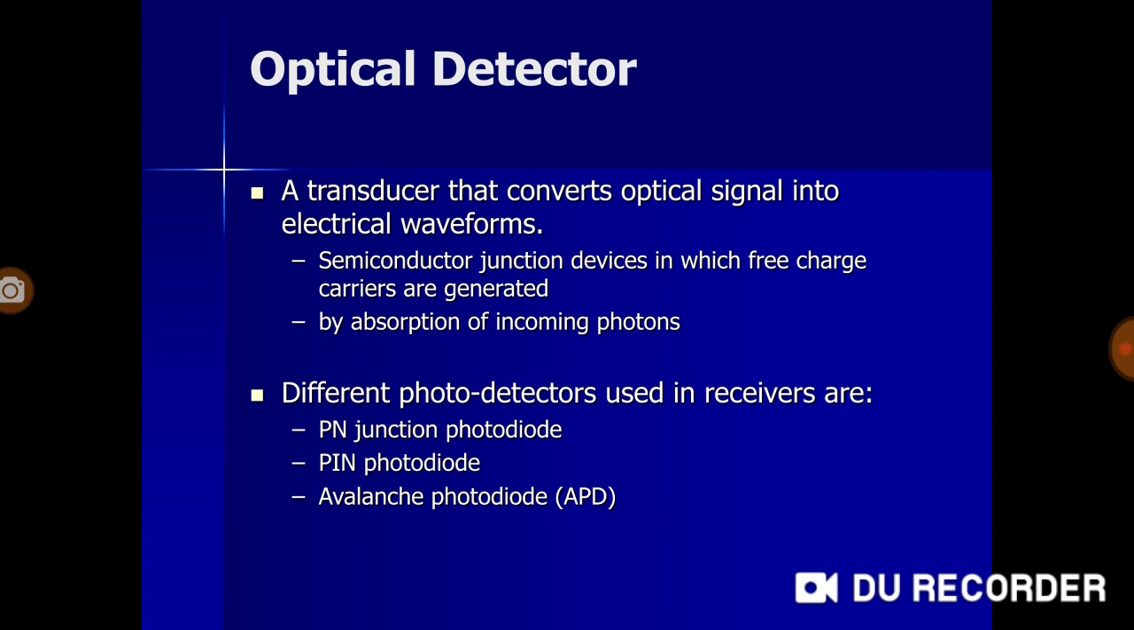And the standard types of photodetectors used in receivers are the PN junction photodiode, the PIN photodiode, and the avalanche photodiode, or APD. We will deal with each one in later lectures, with its properties, structure, and how it works. For now we'll just confine ourselves to what an optical detector is and what the different types of optical detectors used in receivers are.